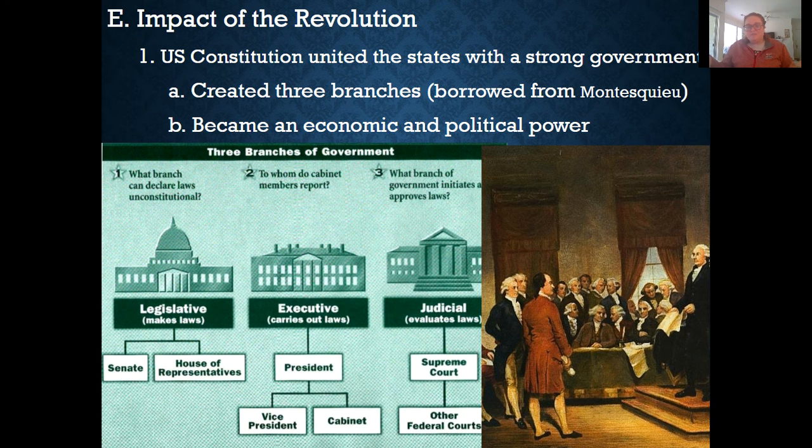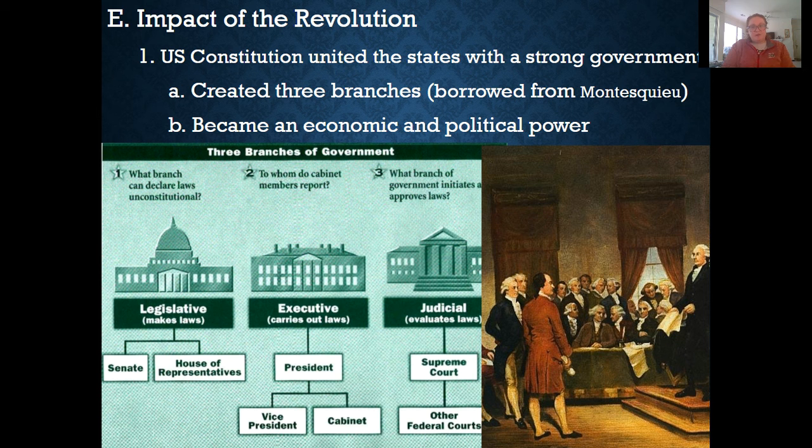So what's the impact of this revolution? Well, the US Constitution united all of these colonies together as states with a strong government. Eventually, the Articles of Confederation were terrible. I'm going to tell you that right now. They were absolutely terrible. But eventually, we would come back together and establish the US Constitution that united all of the states together under a strong central government.